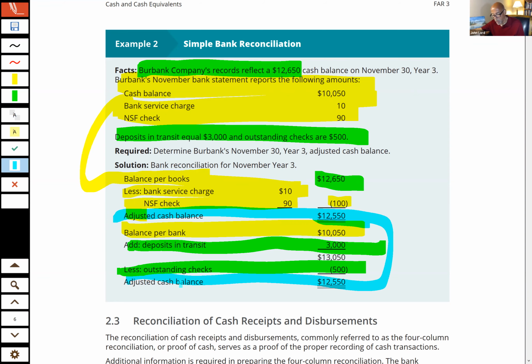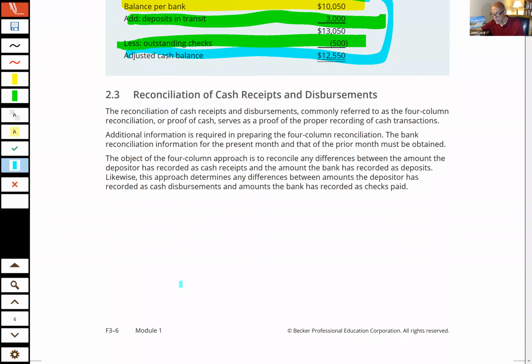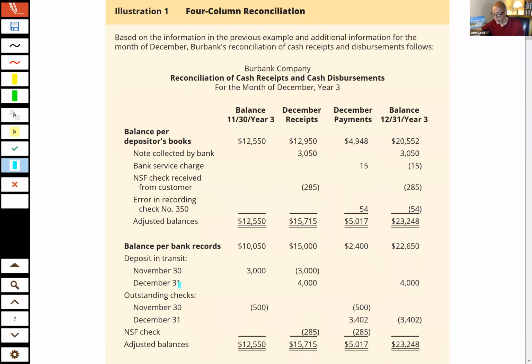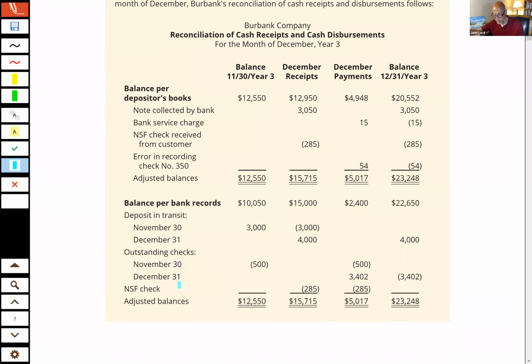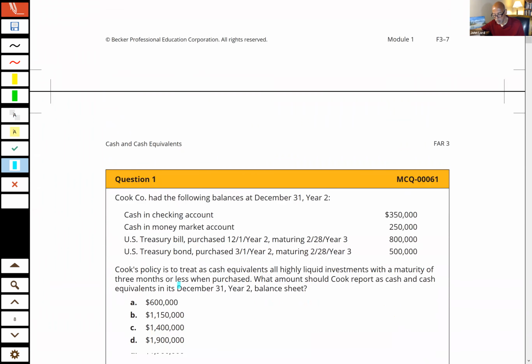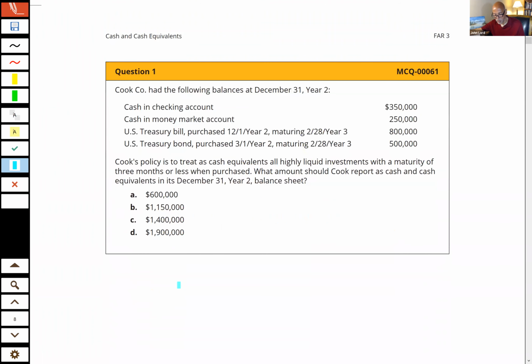So, okay, good. Don't worry about the 4-column proof of cash. That's not something that we're going to have to get into here. Okay, good. So let's take a look at this first question from chapter 3 now and see if we can handle the question on cash equivalents here.